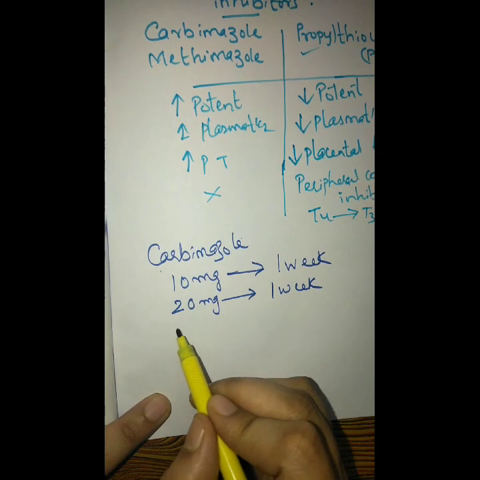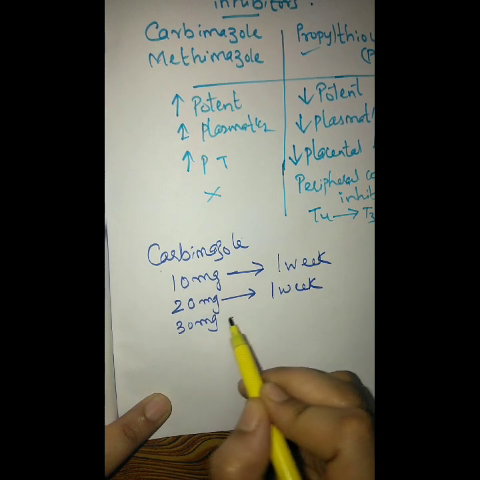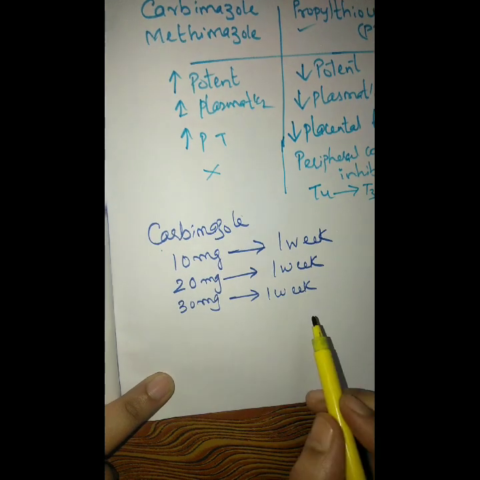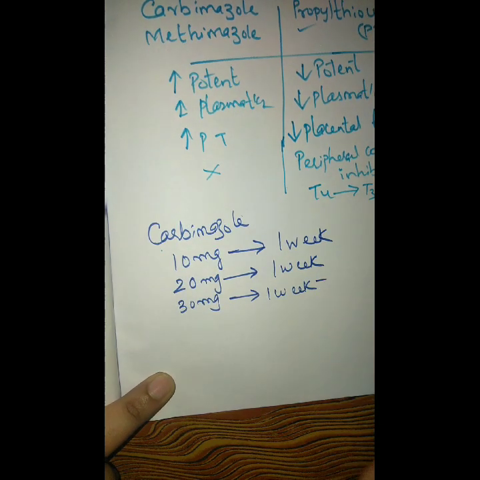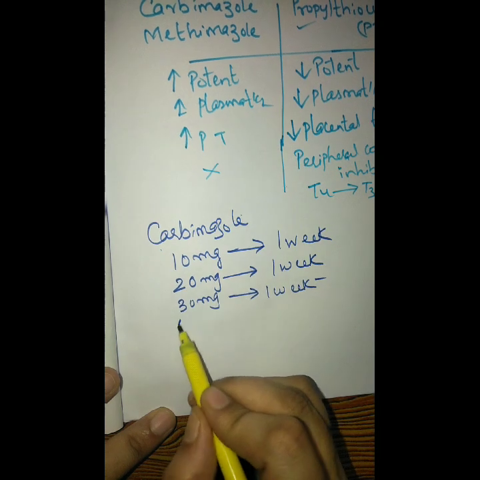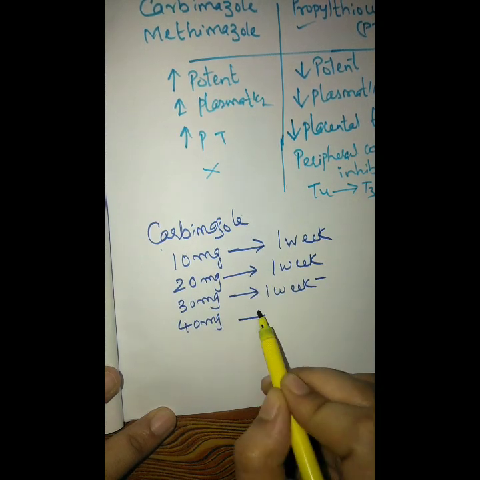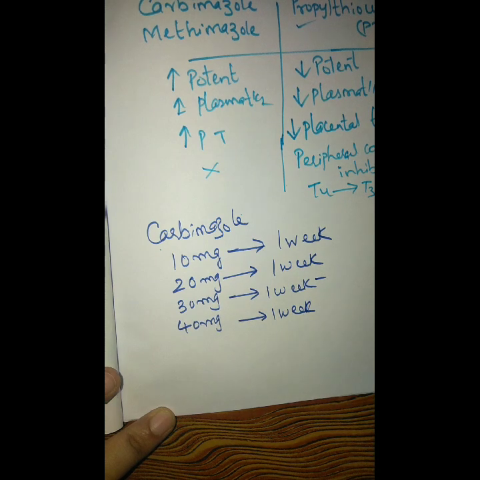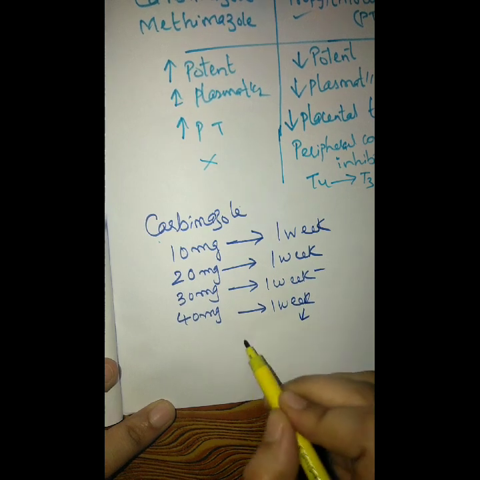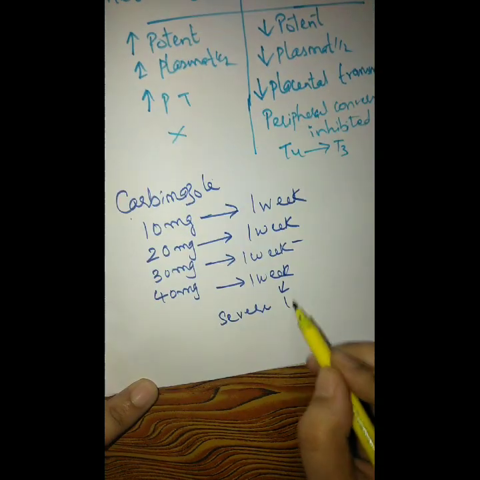So again you increase the dose to 30 mg to be taken for 1 week. So after 1 week you will expect that at least now the symptoms of hyperthyroidism should be reduced, but you still fail because again the patient comes with the same symptoms, same problems, same complaints. So this time you are giving 40 mg of carbimazole to be taken for 1 week, and after 1 week, you know what happened? The patient will come with severe hypothyroidism.